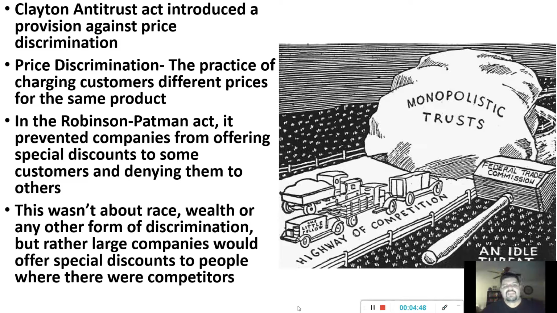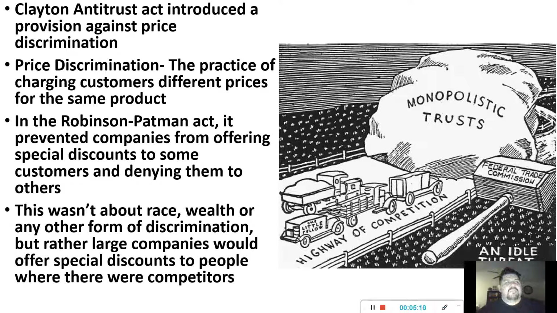The Clayton Antitrust Act basically says that it's a provision against price discrimination. A lot of times when you hear the word discrimination, you tend to think of race, minorities being discriminated against for whatever reason. In this case, that's not what we're talking about.